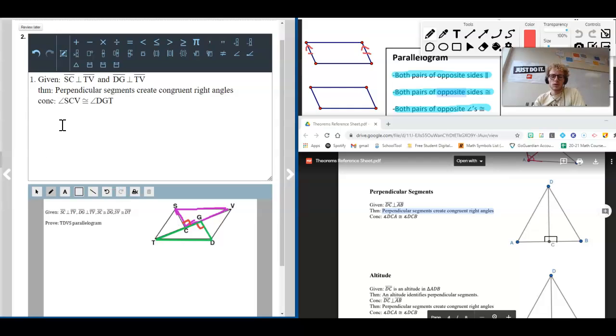We can go on to our next given, which is the line segment SC is congruent to line segment DG. Cool. And we can mark that on our diagram as well. SC is congruent to DG.